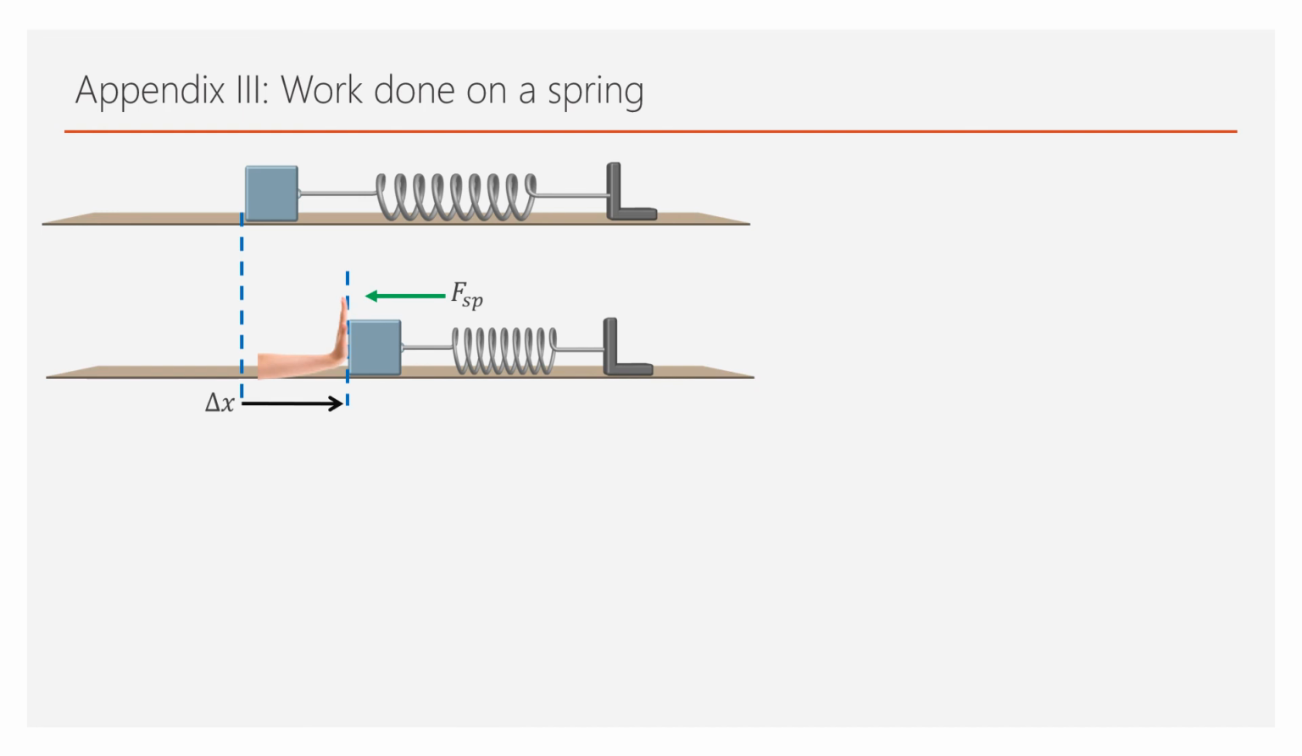Appendix 3, work done on a spring. In this slide, we would like to find how much work is needed to be done to compress a spring. When a spring is compressed, it will try to uncompress, and the amount of force it does that with is proportional to the distance by which the spring was compressed. The proportionality constant is called K, and it's known as the spring constant. Large values of K are for very stiff springs. L here is just the uncompressed length of the spring, so X minus L is delta X, the amount by which the spring was compressed.